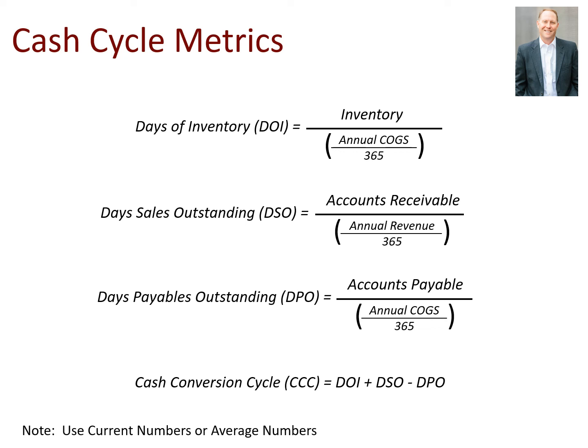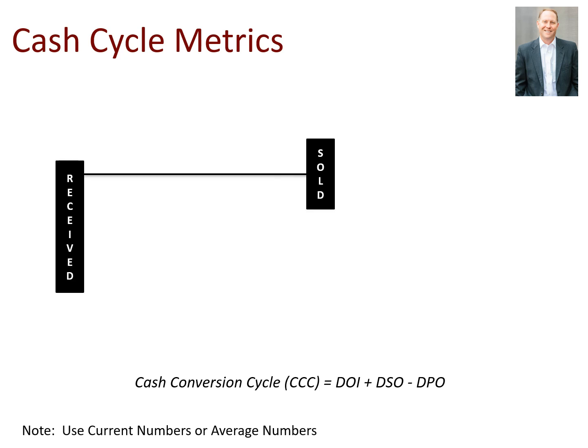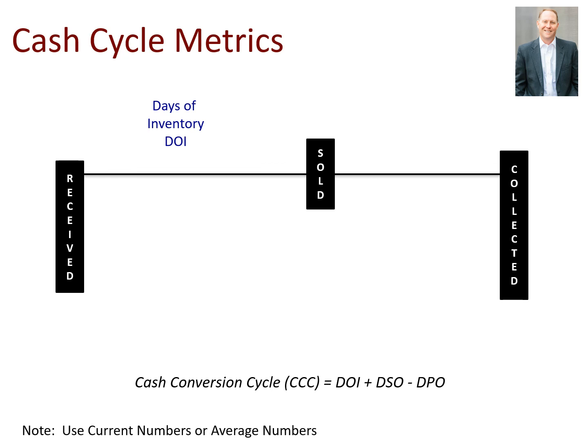This one is really better represented like this. So generally speaking, from the time we receive an item until we sell the item, that's our days of inventory. From the time we sell it then until the time we collect it, that's our days sales outstanding.